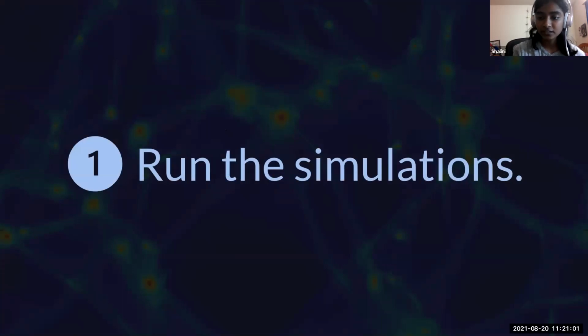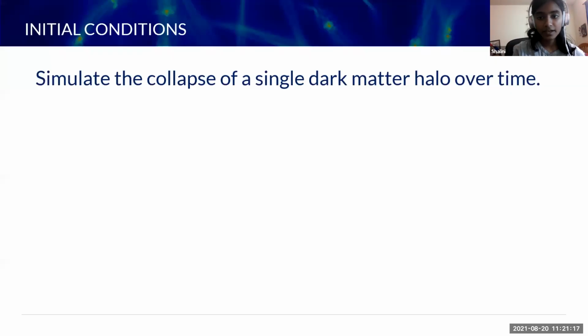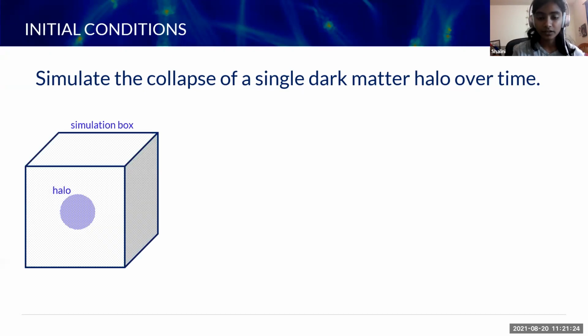The goal is to simulate the collapse of a single dark matter halo over time in both the cold and fuzzy dark matter cases. And the very first step to do this is to set up appropriate initial conditions for both sets of simulations. And unlike in previous studies, we're focusing on a single halo so that we can use a huge number of particles in a small volume to get high enough resolutions in our results.